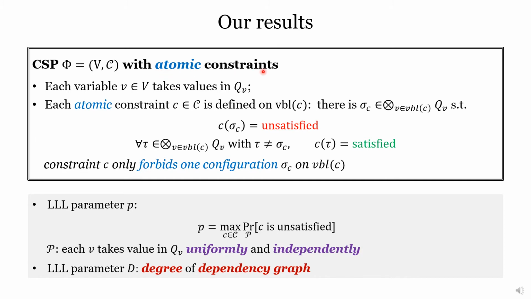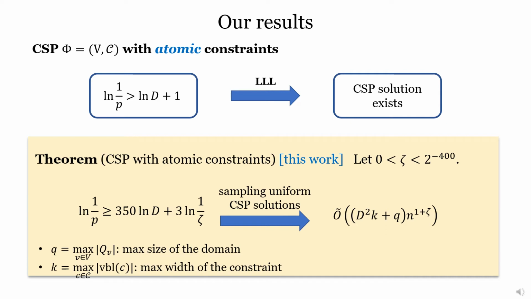Given a CSP, if a constraint is violated by exactly one assignment of its variables, this constraint is called atomic. A CSP is atomic if all the constraints are atomic. Recall that each CSP instance can be formulated as an instance of the Lovász local lemma. Let p be the maximal probability that a constraint is violated and D be the degree of the dependency graph. By the Lovász local lemma, if log of 1 over p is larger than log D, then the atomic CSP has a solution.